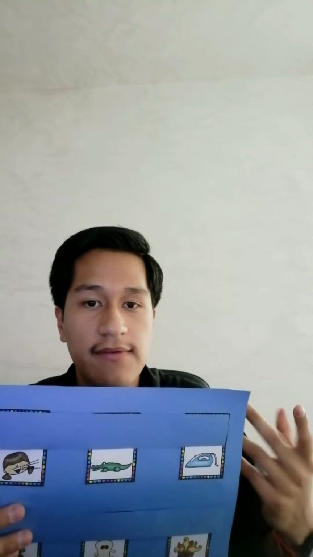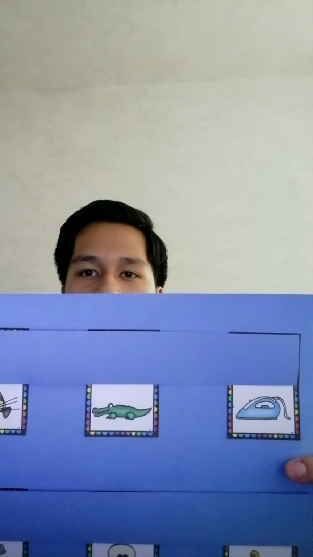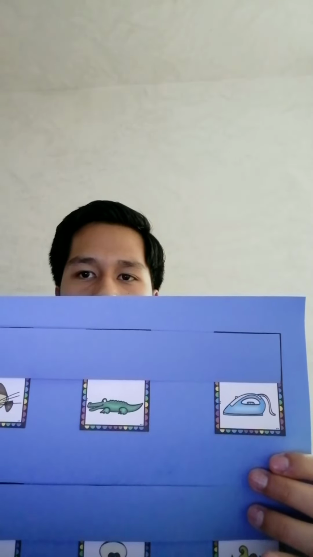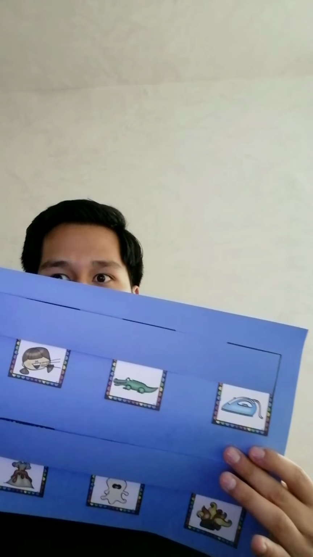This is the next activity. In the next activity, you have two in one. In the first, you can see you have different pictures, and you can ask your students if they know any of the words. If they don't know any of the words, you can continue by saying the correct word.